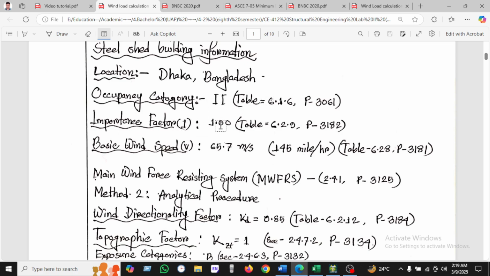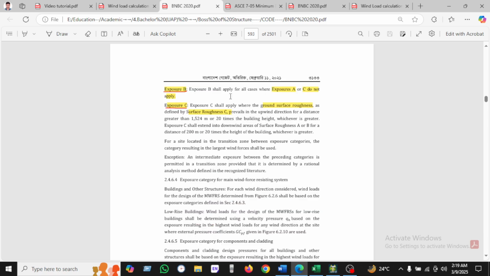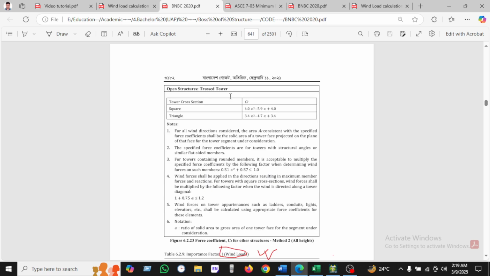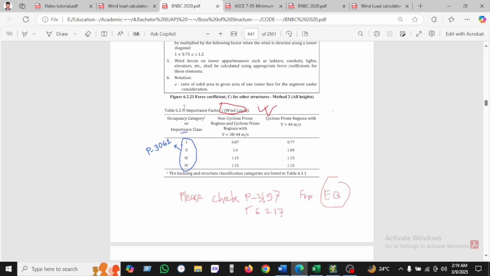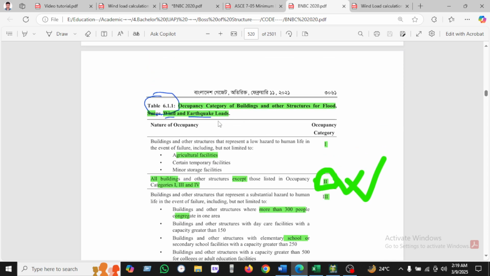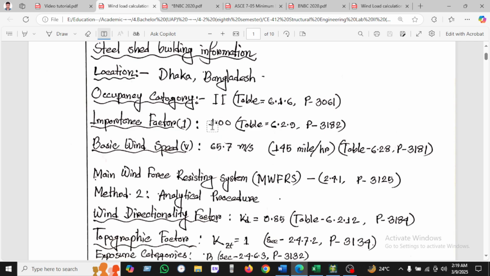So the importance factor has been taken as 1. How do we get it? It will be taken from 3182. If we go to 3182, okay, here is the importance factor for wind. We can see it very clearly. The importance factor I for wind, as we selected occupancy category 2 from 3061. Here we take it from the buildings, type 2. Now, this is a non-cyclone-prone zone, and that's why we have taken the importance factor as 1. So that's why we have selected 1.